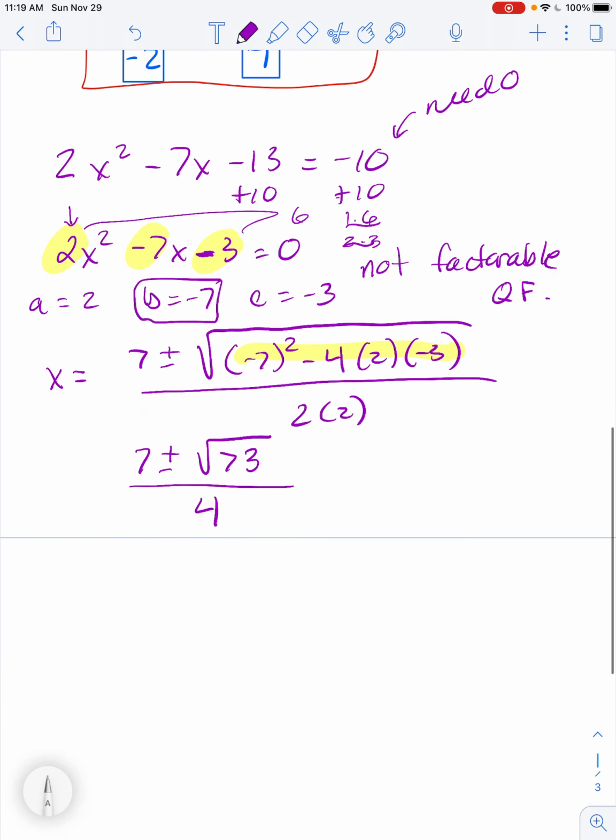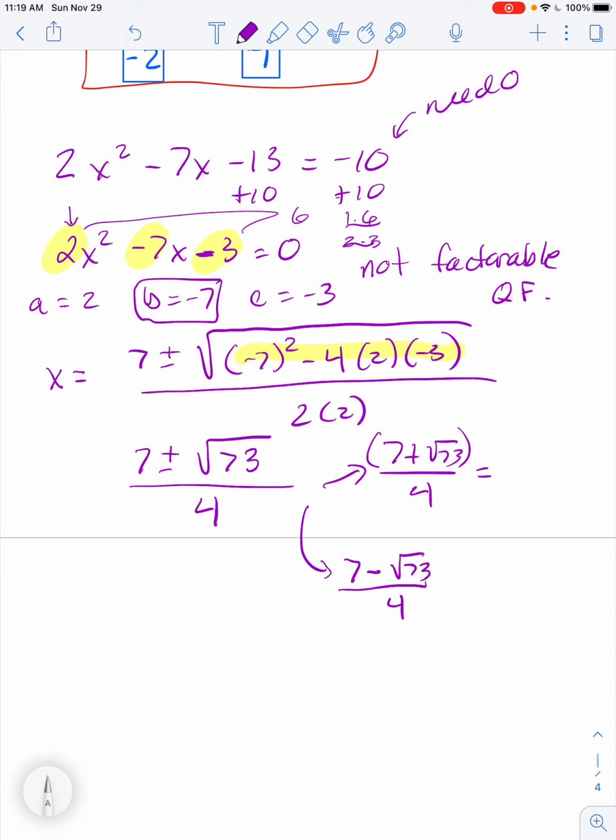So I'm going to get my two solutions by doing 7 plus the square root of 73 over 4 and 7 minus the square root of 73 all over 4. Be careful when you do this on your calculator that you find this entire answer and then divide by 4. So practice on your calculator and make sure that we get the same thing, because people don't get this wrong because they don't understand the quadratic formula. They just don't type it into their calculator properly.